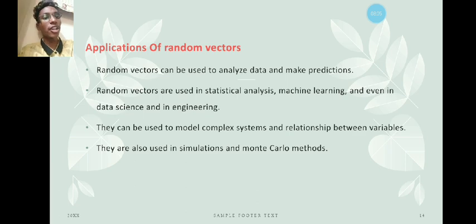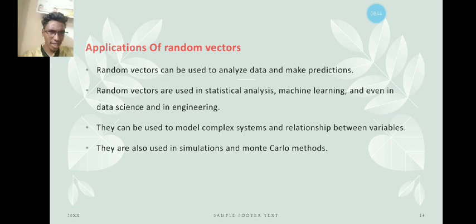Okay, applications of random vectors. Random vectors are also used in analyzing data and making predictions. By using random vectors, we can analyze and make predictions. They are used in statistical analysis, and also in machine learning and data science. They can be used to model complex systems and relationships between variables.